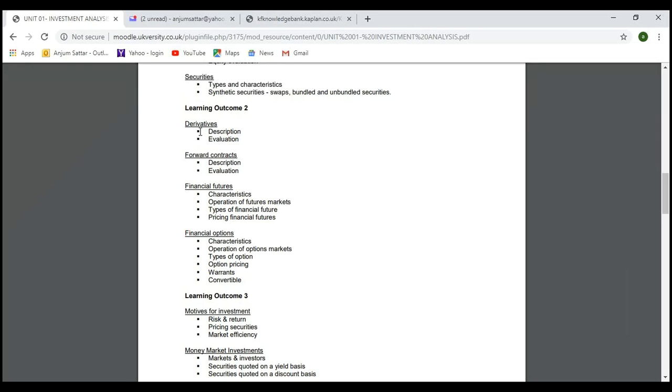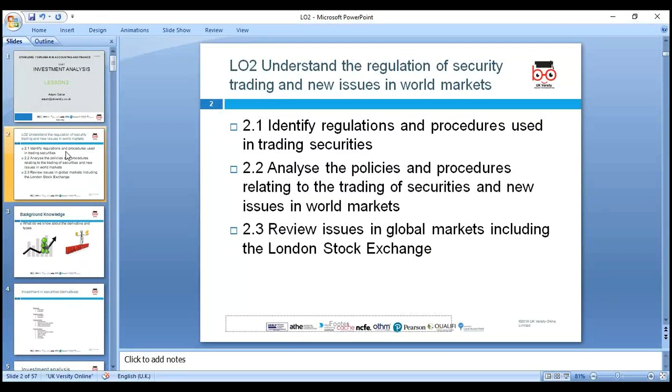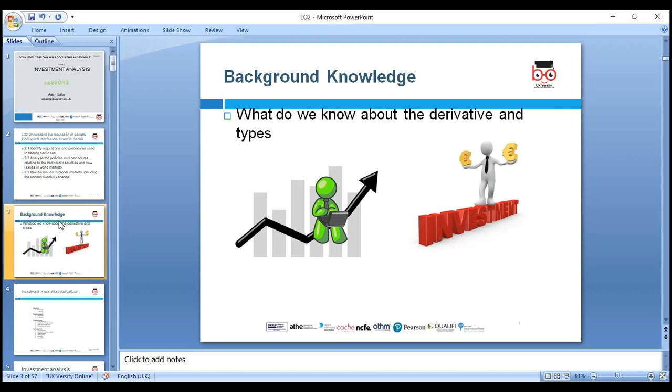And derivatives, which we'll go through: we'll discuss forward contracts, what is meant by financial futures, and financial options. All of this we'll discuss during lesson 2, and these are the indicative contents we're supposed to learn. We'll start now. Welcome everyone. We'll start our second lesson, which is based on LO2, understanding the regulation. We have 3 assessment criteria which we're supposed to address under this learning outcome.